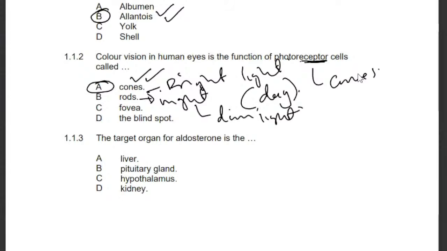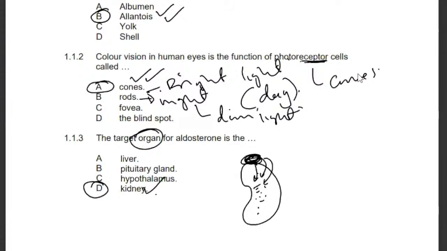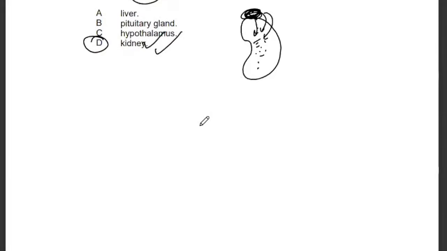Okay, the target organ of aldosterone. Where is aldosterone working? Don't forget that aldosterone is produced by the top part of the kidney, which is the adrenal gland. Once it's produced, it travels through the blood and then enters the kidney, basically in the nephron. But they didn't talk about the nephron here, and they're talking about the organ, because the nephron is not an organ. The nephron is a part of the kidney, which is the organ. Therefore, the answer becomes D.